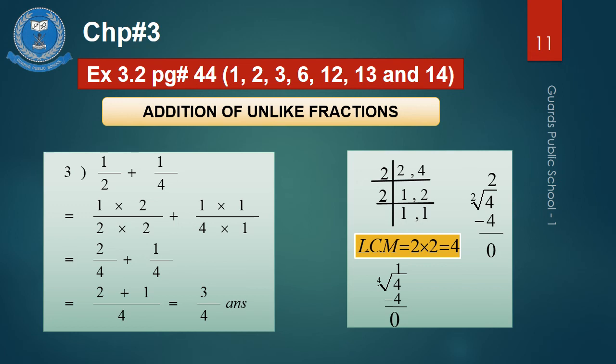If the answer is an improper fraction, we need to change it into a mixed number. But if the answer is a proper fraction, we can't change it. So the answer is 3 upon 4. I hope you all understand it.